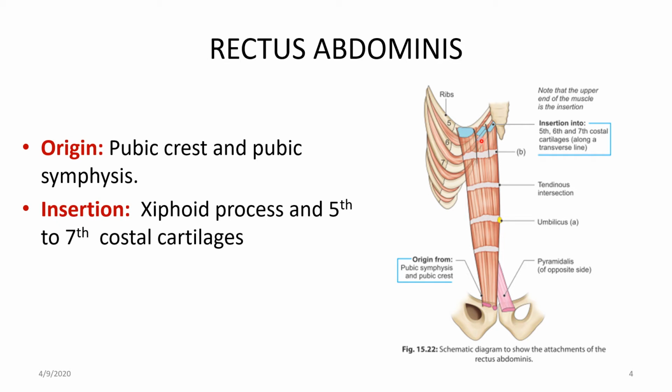So the insertion is into the xiphoid process and onto the 5th, 6th and 7th costal cartilages in a transverse line. You have to note here the upper end of the muscle is the insertion, and you are seeing white lines on the anterior aspect of the muscle. These are called the tendinous intersections, the importance of which we will come across shortly.